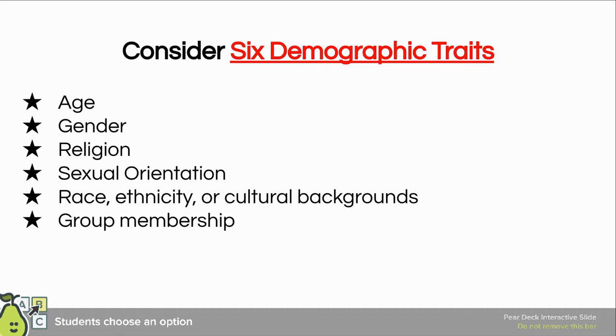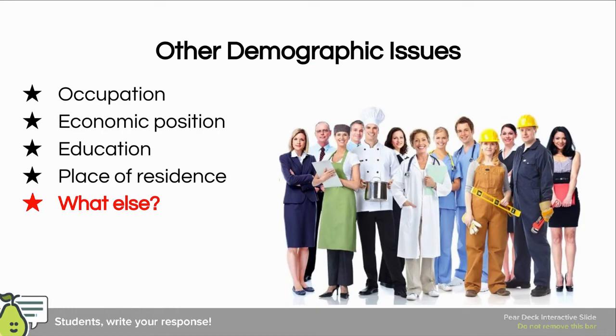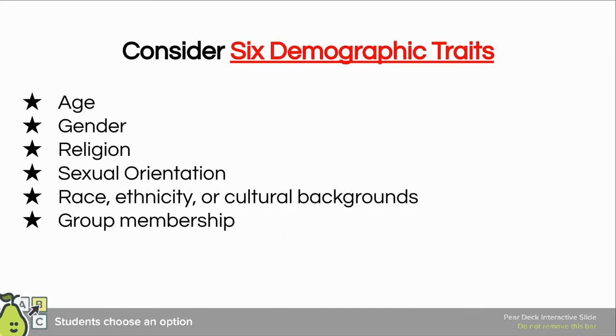This information includes age, gender, religion, sexual orientation, race, ethnicity, and/or culture, and group membership. It also includes their occupation or job, their economic position, education they receive, place where they live, and many other factors as well. So going back here, which of the 6 that are listed here do you believe to be the most important?